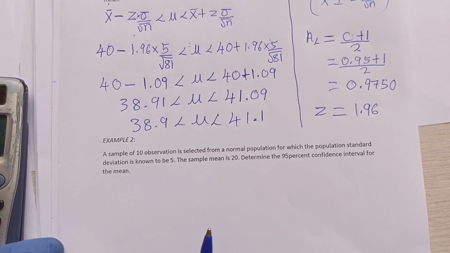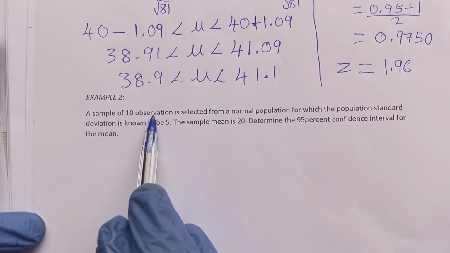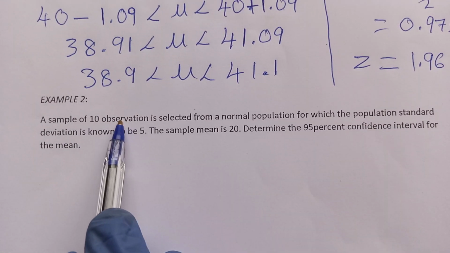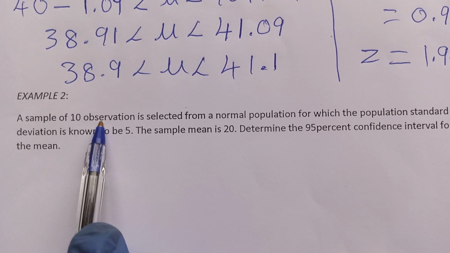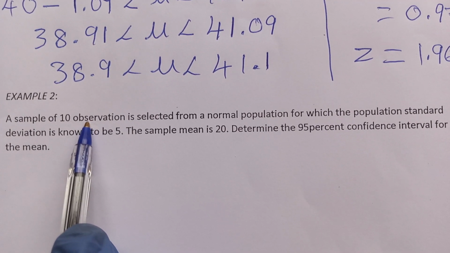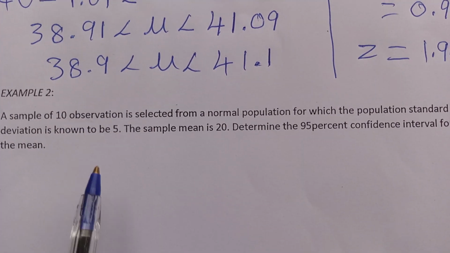So let's quickly take example 2. Now in example 2, they say a sample of 10 observations. Then as soon as you see 10 observations, somebody will be wondering that this is a small sample. It's no more than 30. No, it can be or it might not. So let's see if it is or not by reading the entire question.